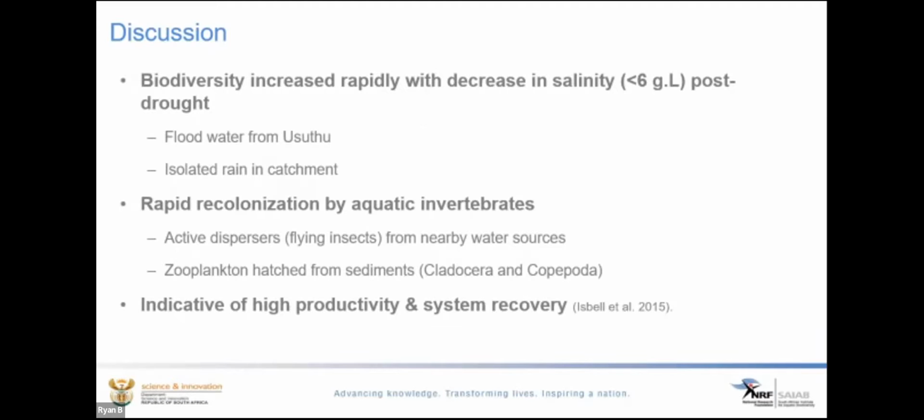Salinity decreased as a result of freshwater inputs from the Lesotho River and isolated rainfall in Lake Inyamiti's catchment. As salinity decreased, there was an almost immediate increase in aquatic invertebrate biodiversity, as there were already more invertebrates at the beginning of 2017 than during the drought. There was rapid recolonization by aquatic invertebrates. This occurred through active dispersal by flying insects from nearby water sources and zooplankton that hatched from the sediments. This recolonization and the great increase in biodiversity was indicative of high productivity and a system in the process of recovery.